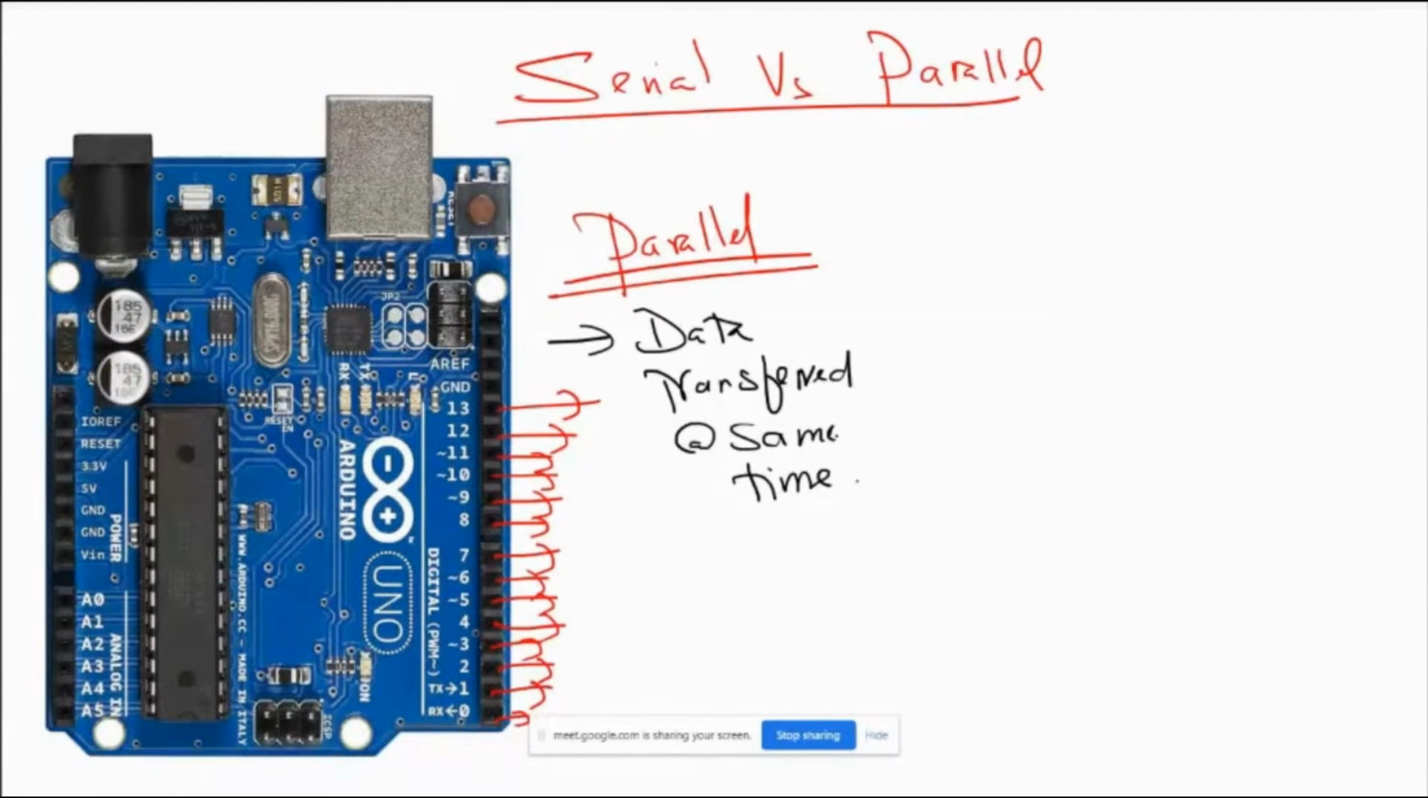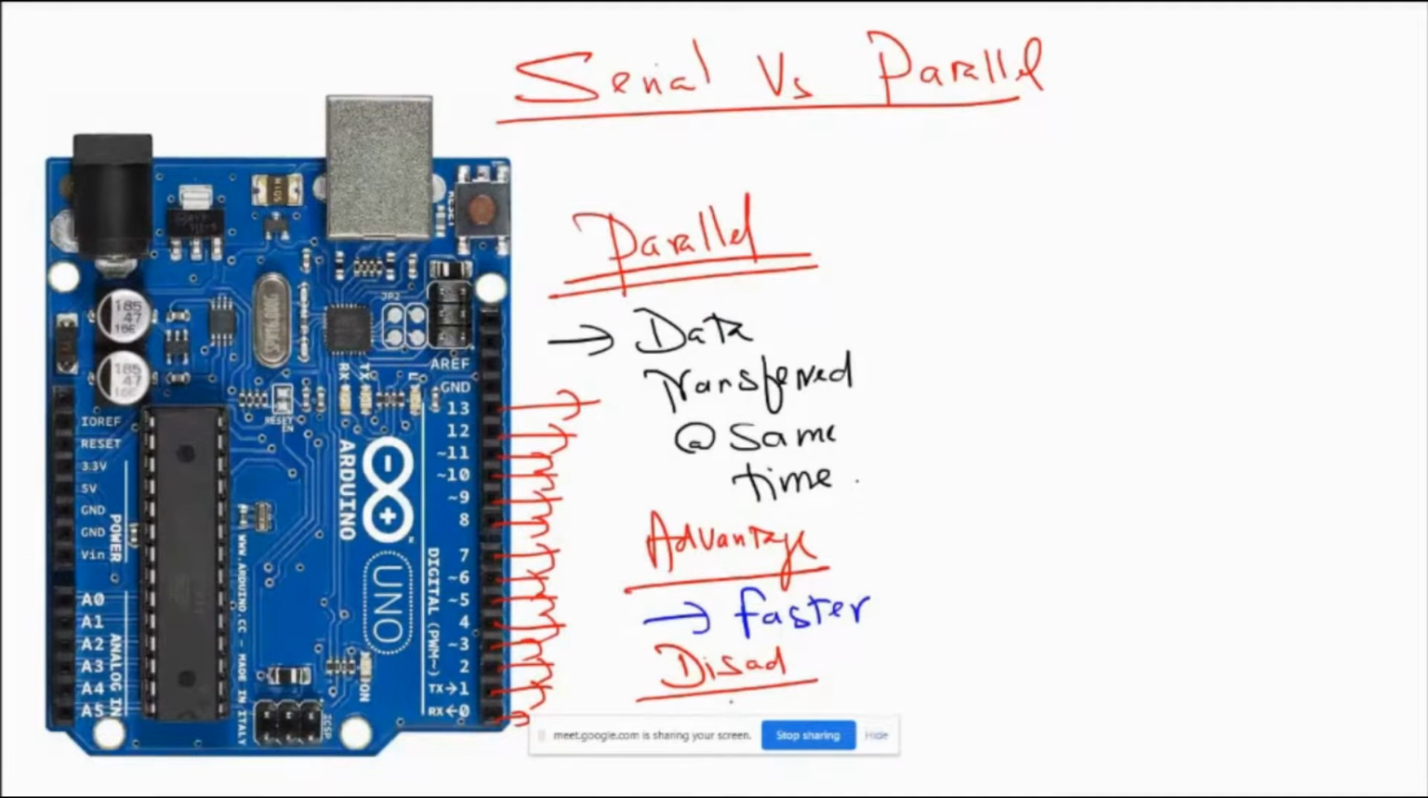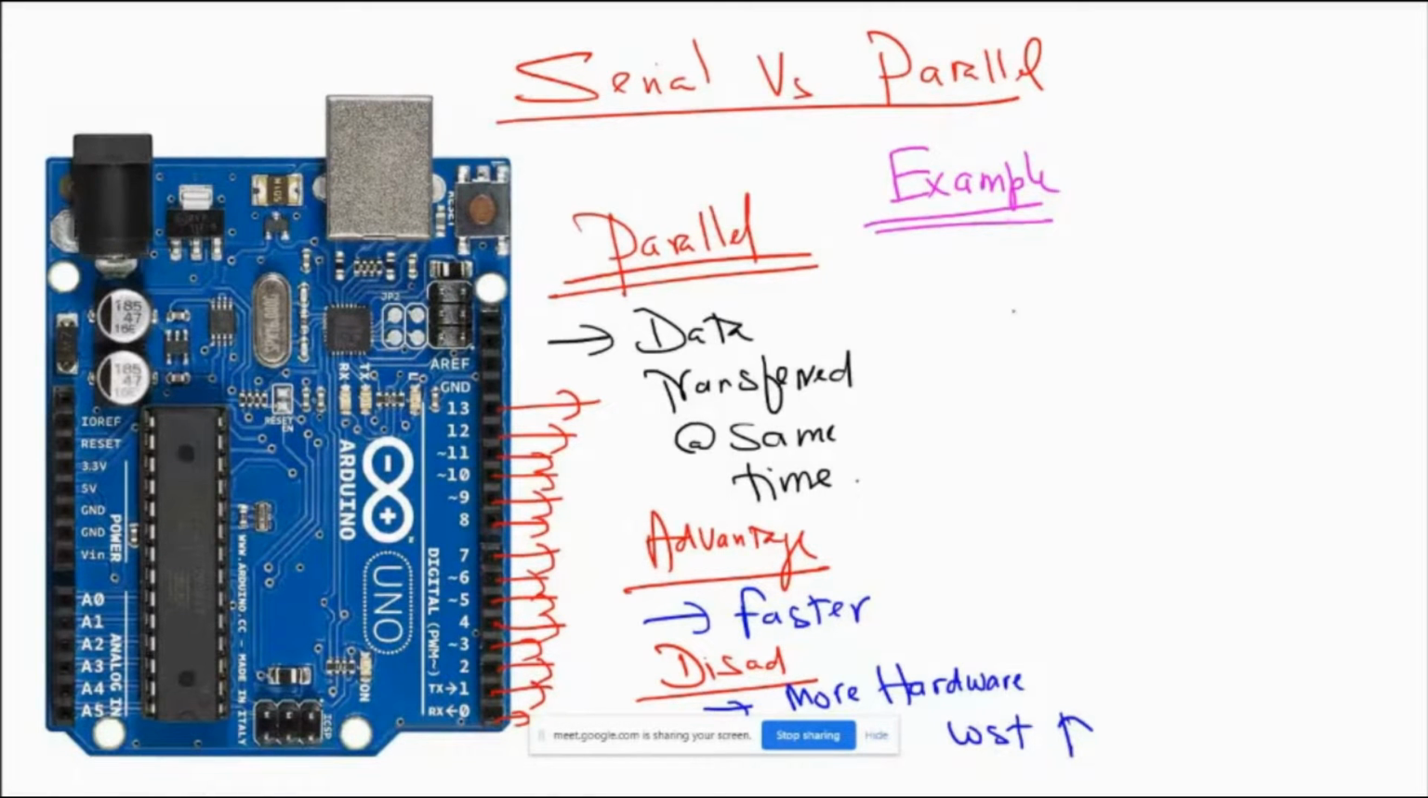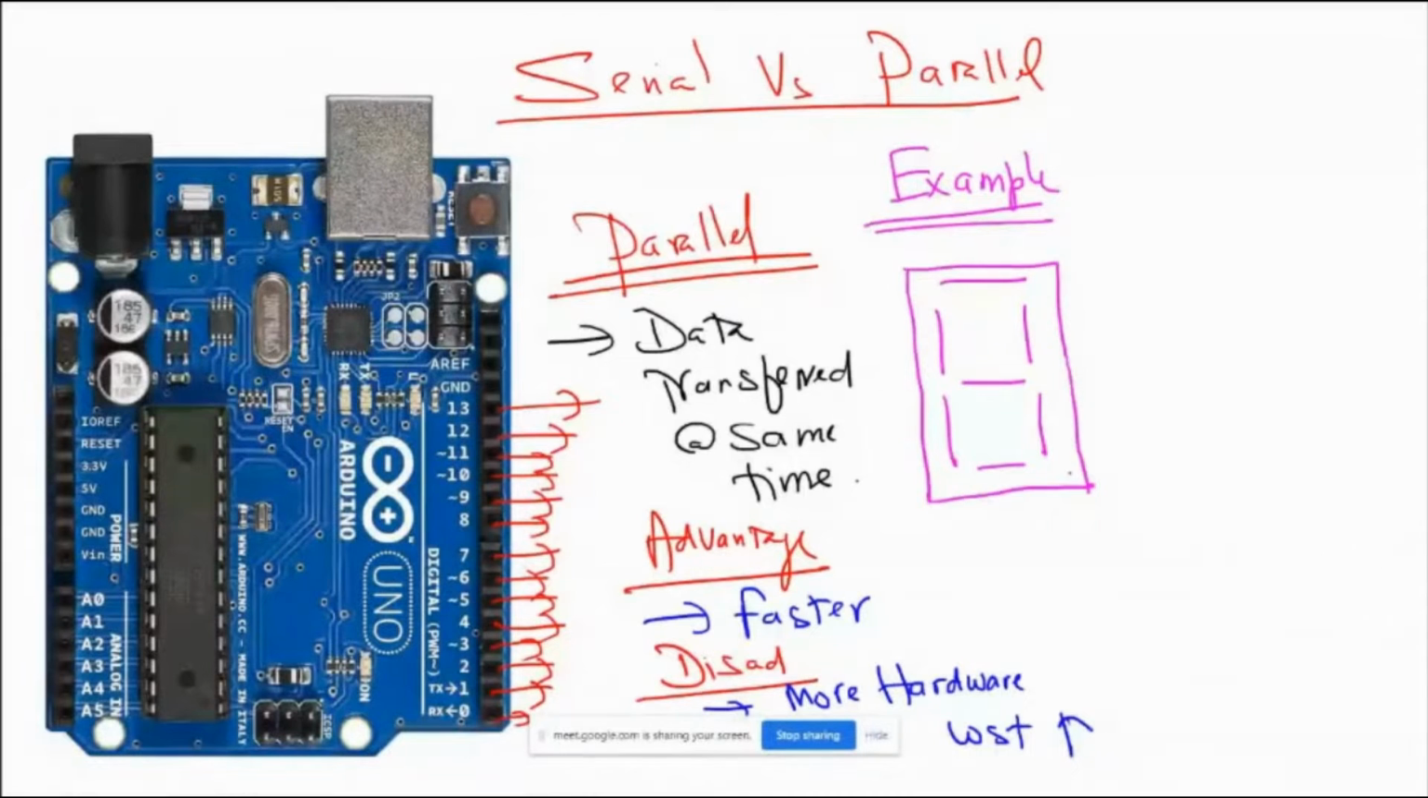Same time. What is the advantage of parallel communication? The advantage is it is faster. What is the disadvantage? It takes more hardware for connecting something to Arduino. Therefore, the cost of the system increases. Example, let us say, yesterday we discussed the 7-segment display. So this is the 7-segment. In the 7-segment display, we had one wire for each segment.